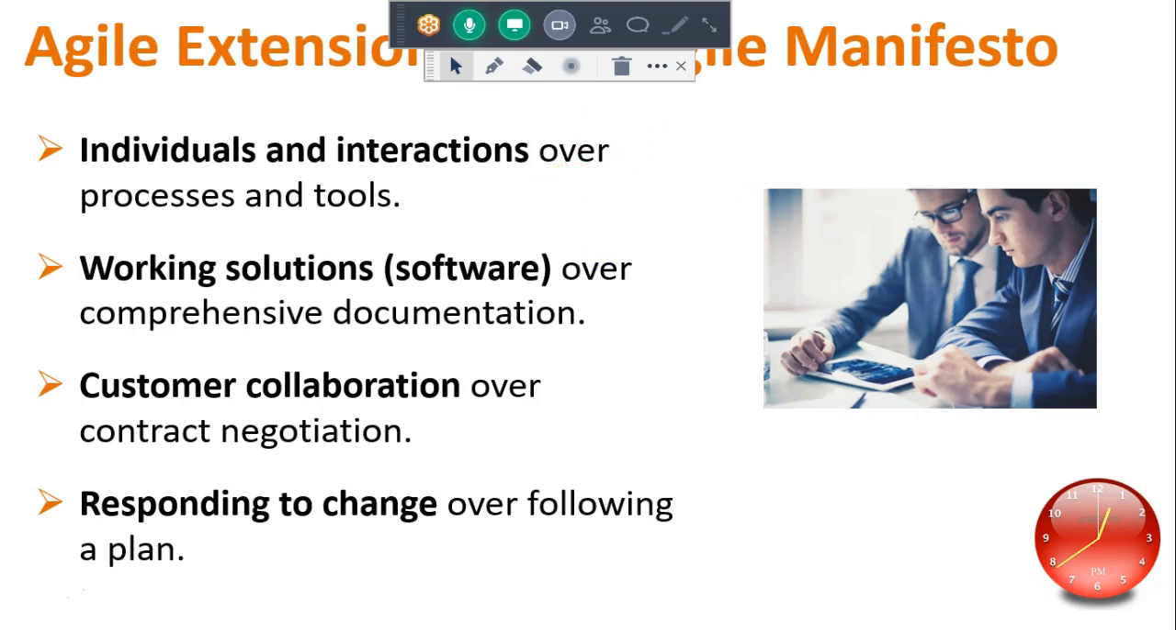And responding to change over following a plan, being flexible, being dynamic, instead of being hardwired into there's one way of doing things and this is what we have to do.